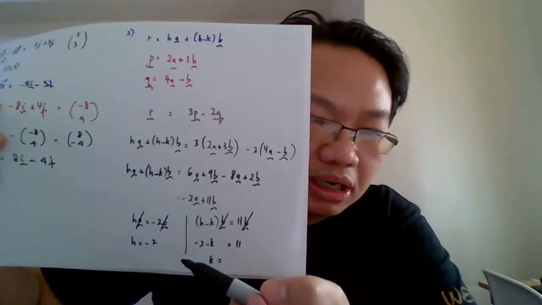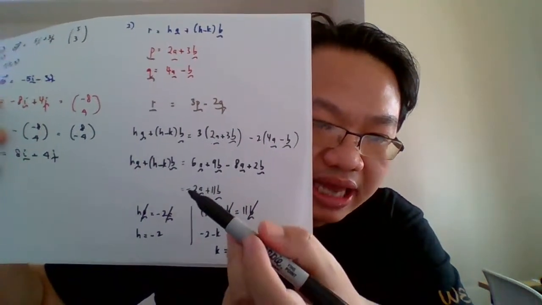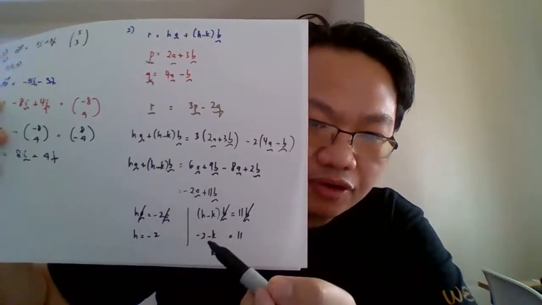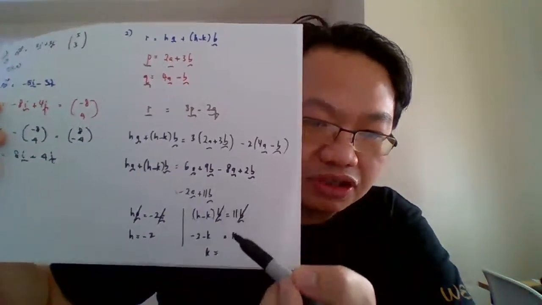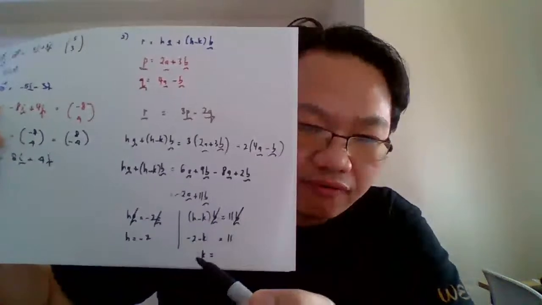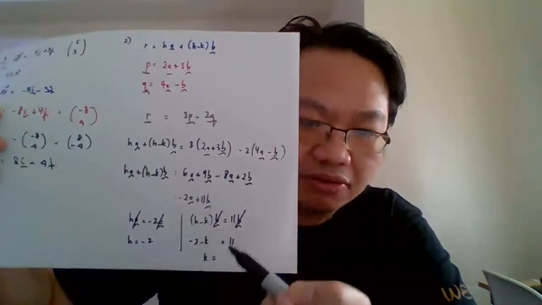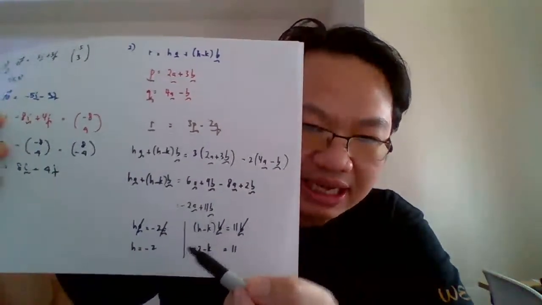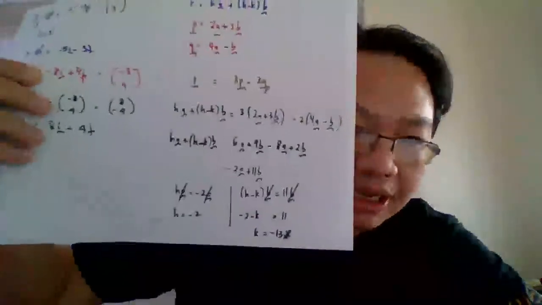And our K, okay, H is negative 2, right? So negative 2 minus K equals 11. So how to find K? We just move the K to this side and 11 to the other side. It becomes K equals negative 13. That is our answer for K.